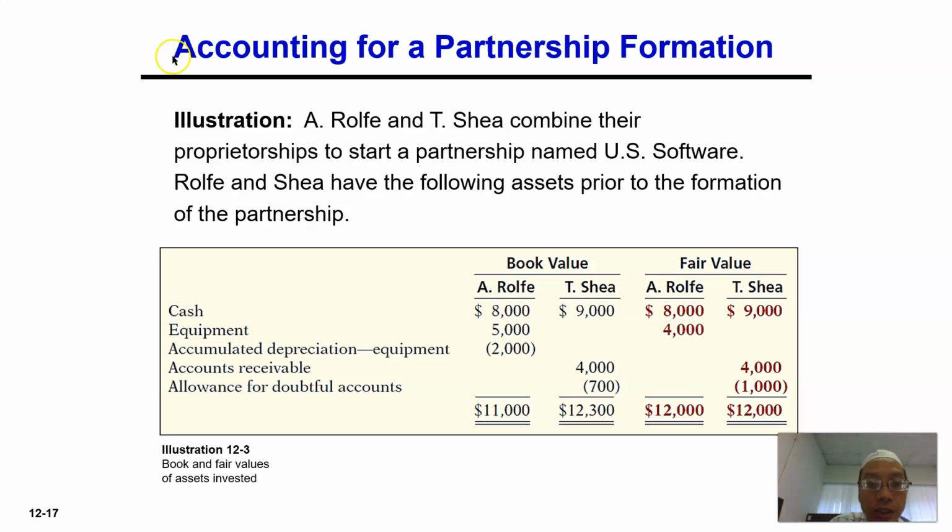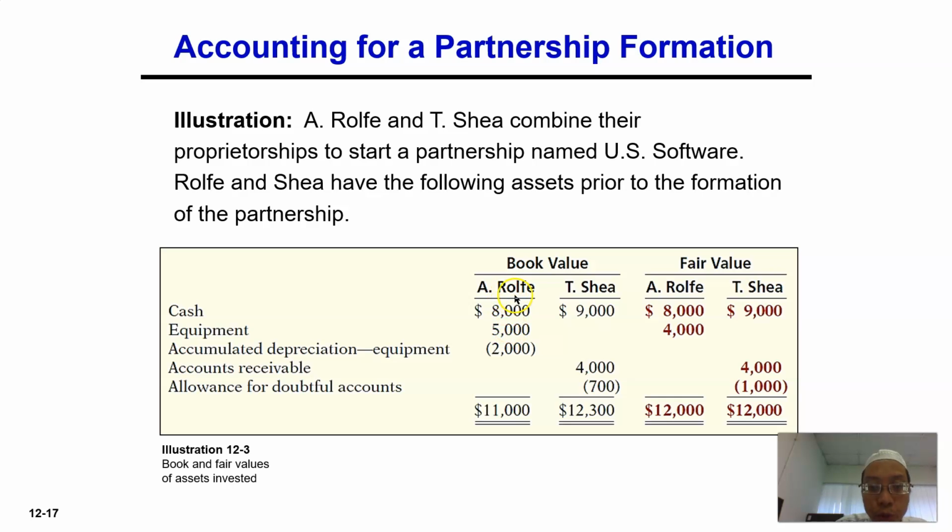In this illustration it says here that A. Rolf and T. Shia combine their proprietorships to start a partnership named US Software. So two of them have their own businesses before they form the partnership, and Rolf and Shia have the following assets prior to the formation of the partnership. Before they form their partnership, they have their own assets from their previous business with the book value. Book value is the value as in their own accounting records.